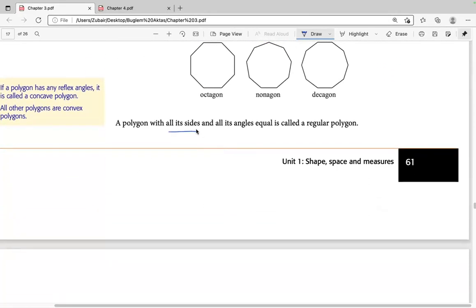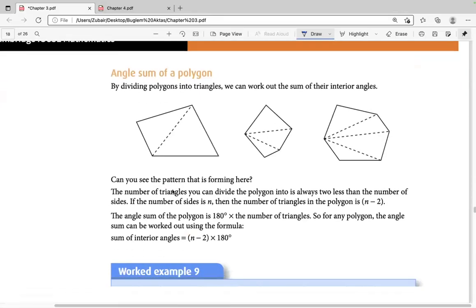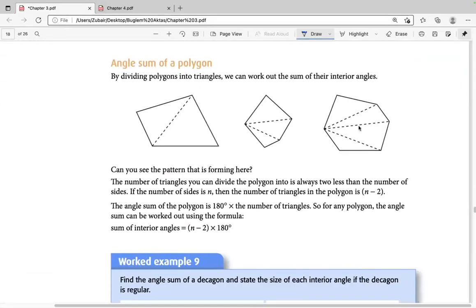A polygon with all its sides and angles equal is known as a regular polygon. Angle sum of polygon. This is a little proof of why we use (n minus 2) into 180. What is the sum of angles in a triangle? 180. And how was this proved? Let me quickly show you.